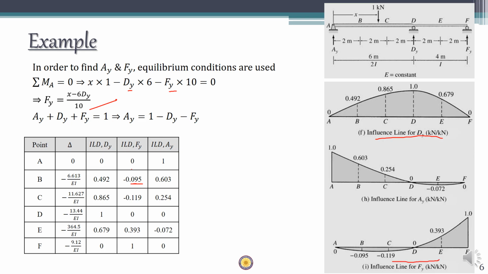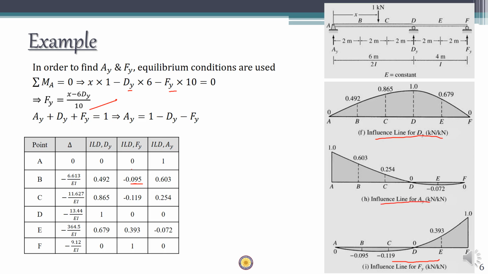Okay, and we know that the sum of the vertical forces should be 0, which means that ay plus dy plus fy should be equal to 1, which means that ay is equal to 1 minus dy minus fy. For each value of x, we already know the value of dy and fy. So the ay ordinates are going to be 1 minus the ordinate of dy minus the ordinate of fy. So 1 minus 0 minus 0, and here it is going to be 1 minus 0.492 minus 0.095, which is going to be something like 0.603. So likewise, you can find the other ordinates of the ILD for ay at other points also, and if you plot that, you will get something like this.